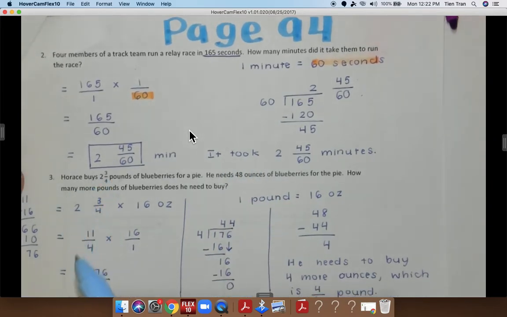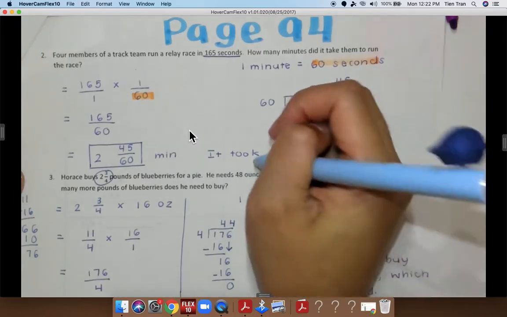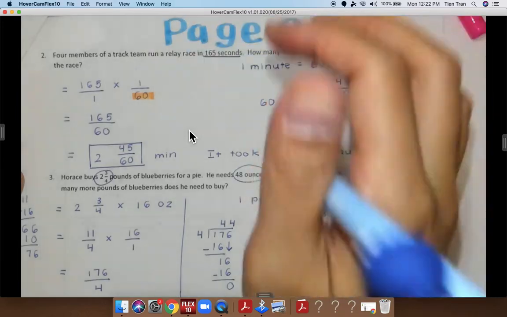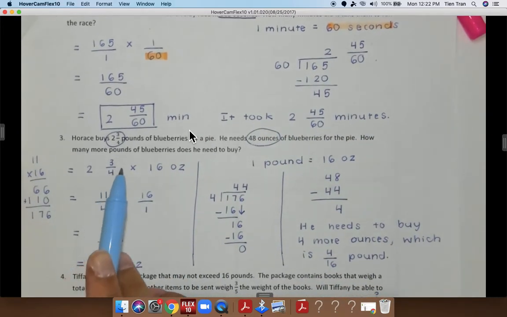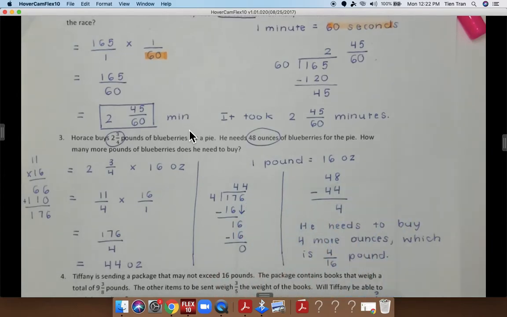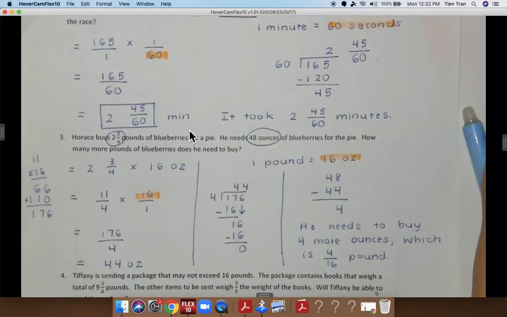Problem 3. Horace buys 2 2/3 pounds of blueberries for a pie. He needs 48 ounces of blueberries for the pie. How many more pounds of blueberries does he need to buy? So we have 2 and 2/3, and we're multiplying it times 16 ounces. Why 16 ounces? Because 1 pound is equal to 16 ounces. So that's where we're getting our number 16 from.